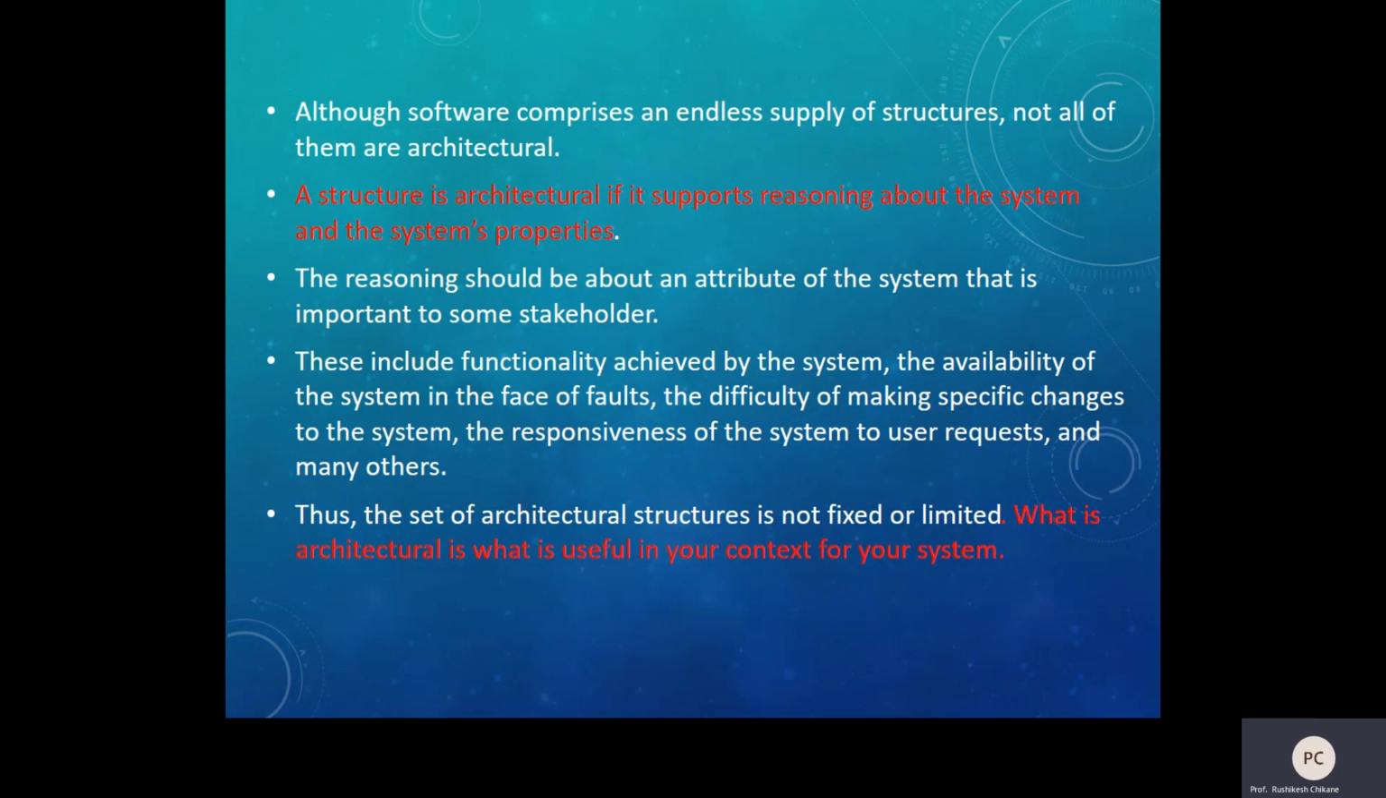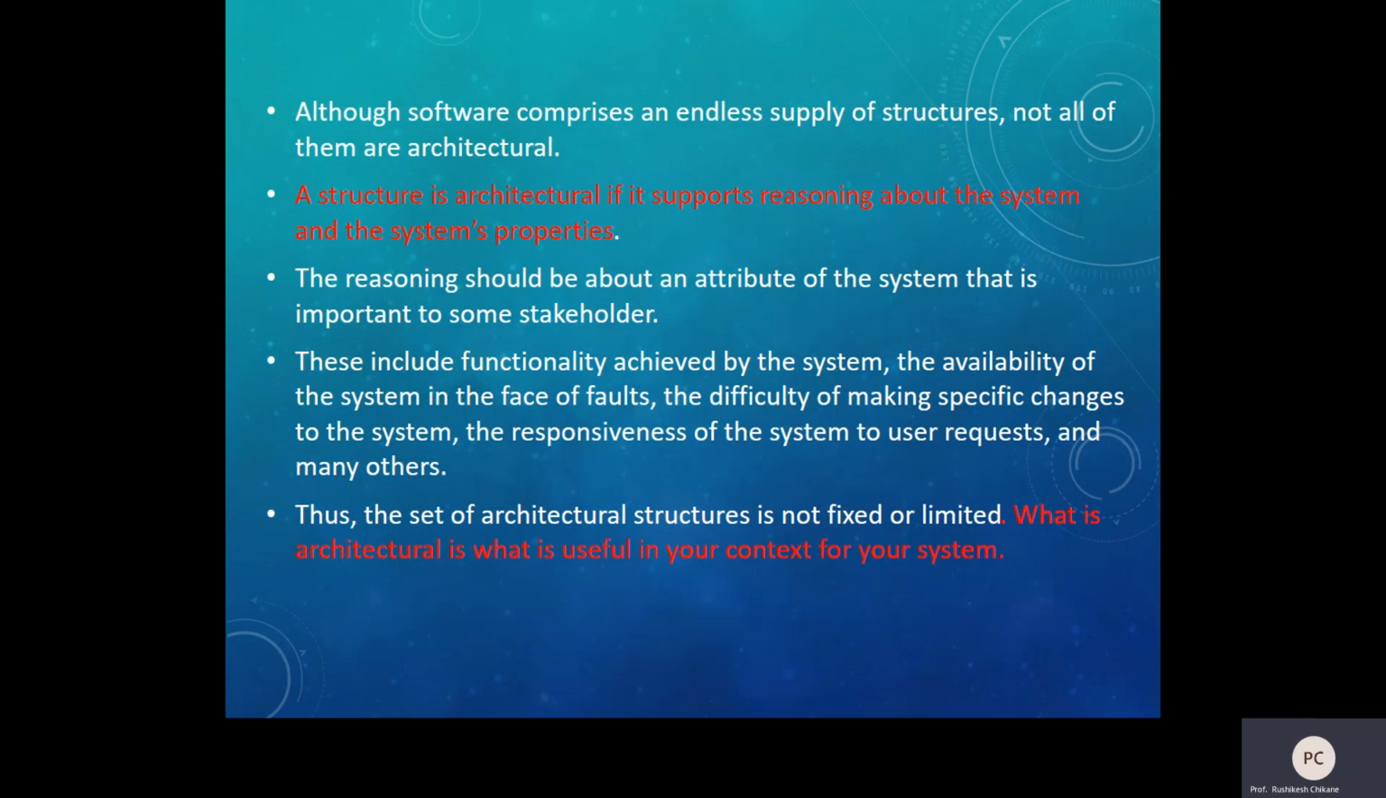A structure is architecture if it supports reasoning about the system and the system's properties. We have n number of structures, but not every structure is called an architectural structure. It can be called an architectural structure only if it supports that architecture, or shows some properties of that particular architecture. Otherwise, it cannot be called an architectural structure.